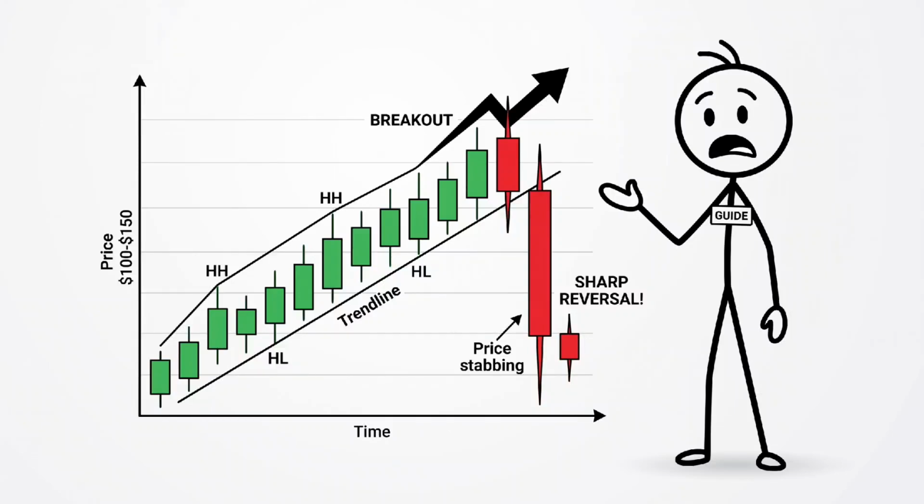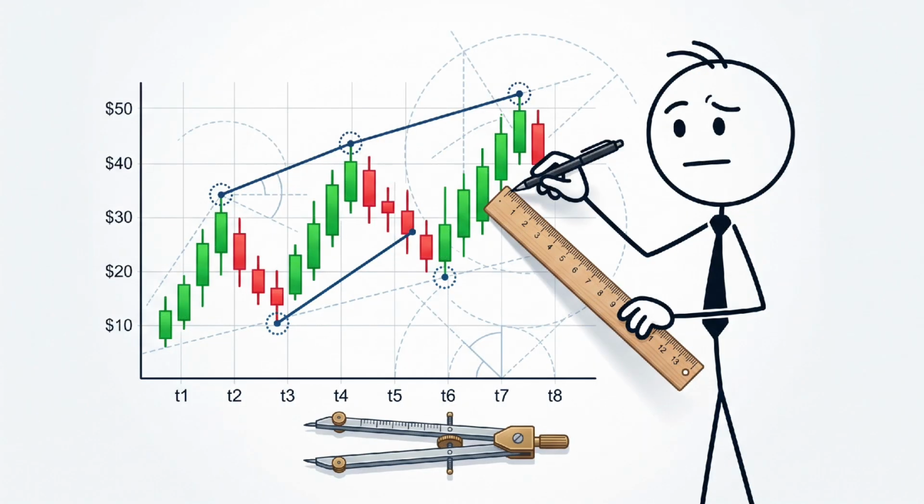Most traders learned Dow theory the wrong way. Higher highs, higher lows. Draw some lines. Wait for the breakout. Buy. And then price reverses in your face. Again. Here's the problem. Someone taught you Dow theory as geometry.